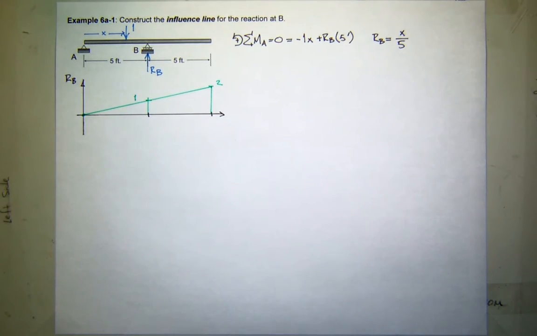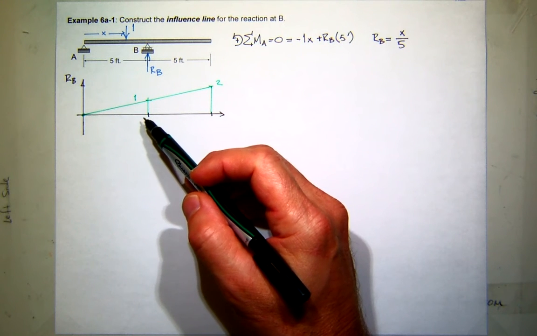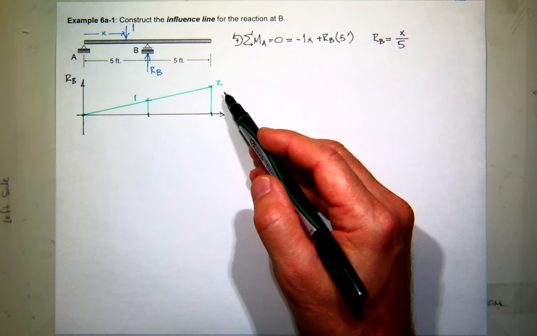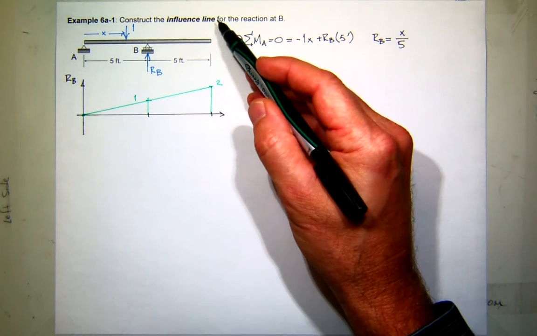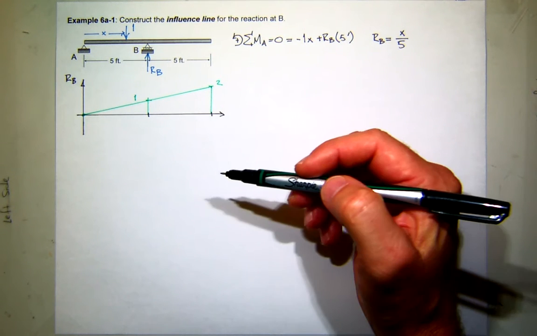So where do I go stand, if I'm a moving load, to create the largest reaction at B? All the way at B, all the way over here. Let's say I weigh 200 pounds. What would be the reaction at B if I stand right here on the free end? It would be my weight times 2, 400 pounds.